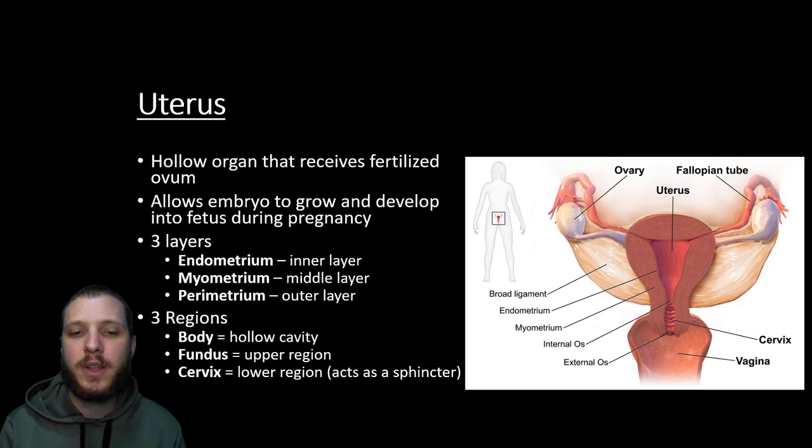There's also going to be different names for the regions of the body. So the center is known as the body. The very top region is called the fundus. And this bottom region is going to be the cervix. And this is going to be where you find a sphincter that allows access into or out of the uterus.